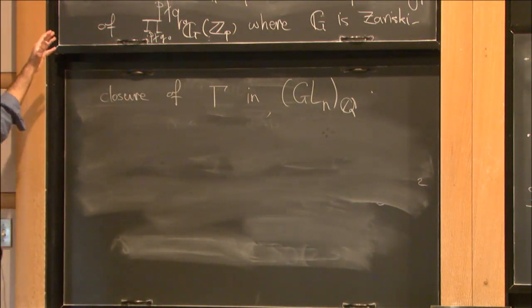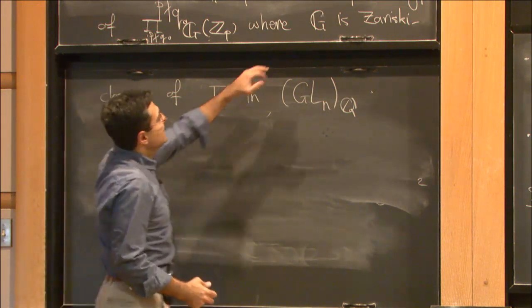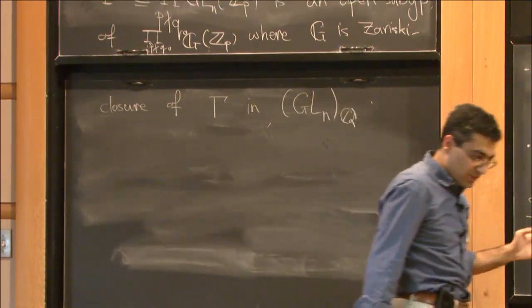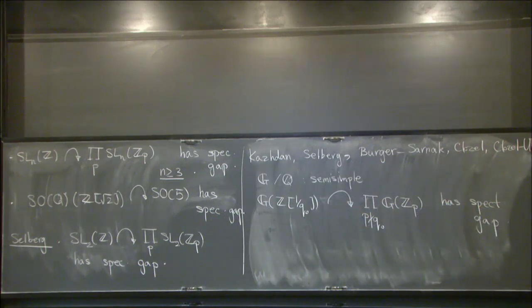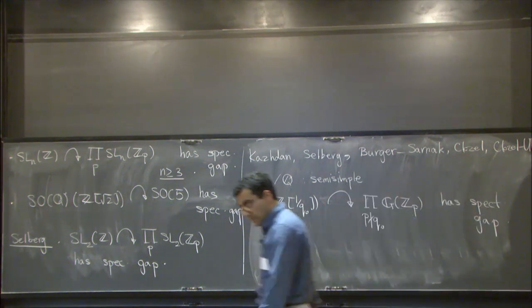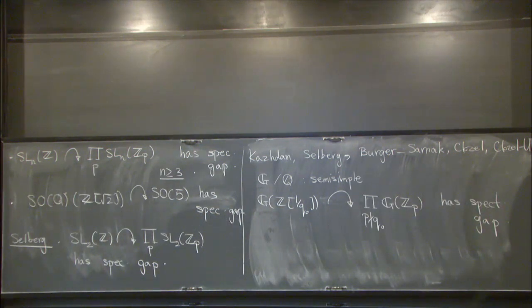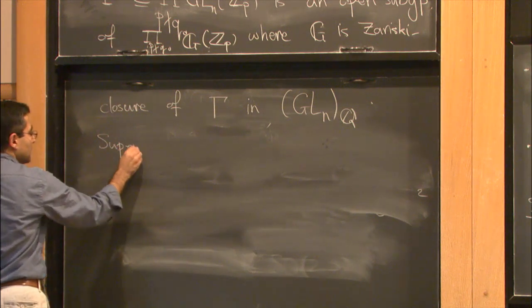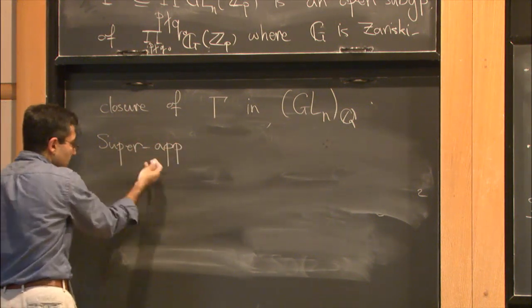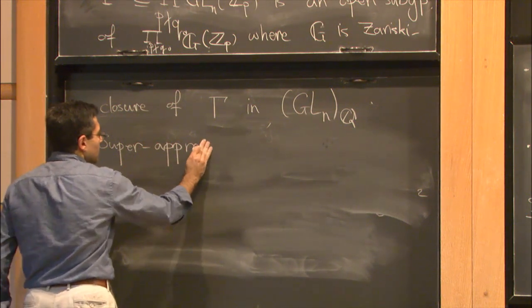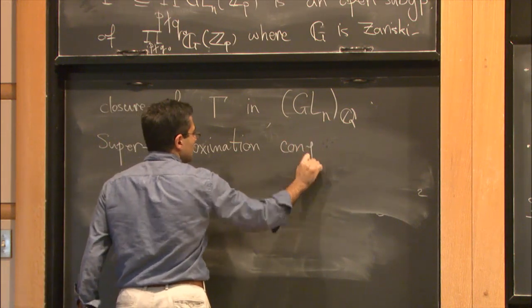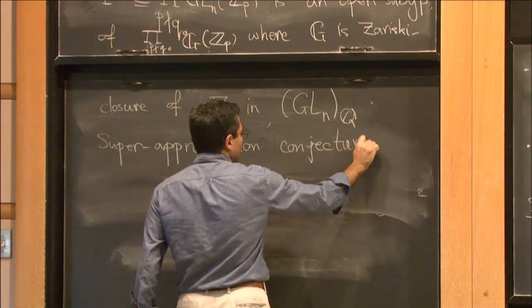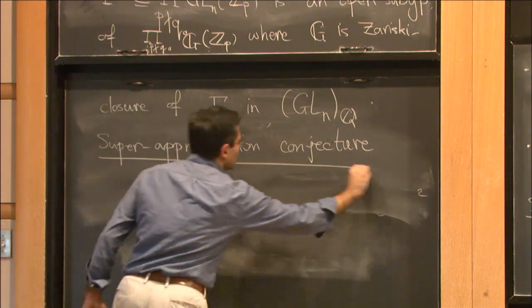Okay, so now you see the closure is dictated by the Zariski topology. Now the question is, is this analytic property of the random walk also dictated by the Zariski closure? And this is the content of the super-approximation conjecture. And now you see the name. Okay, so what does it say?